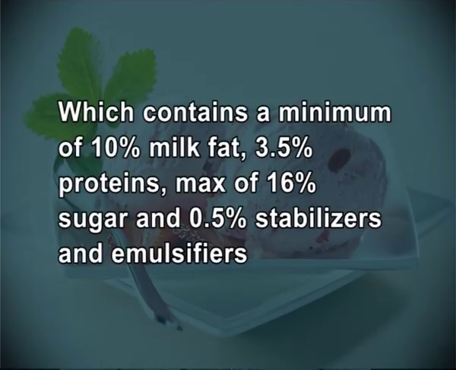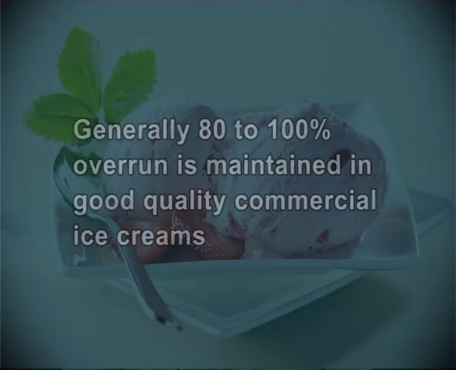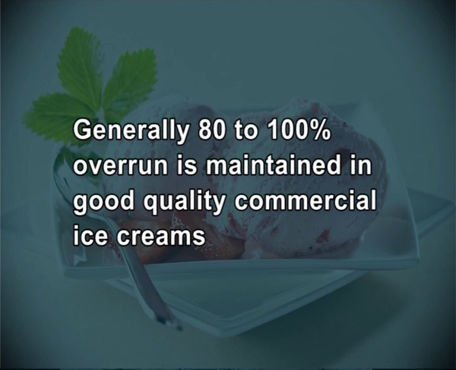Ice cream is defined as a frozen dairy product which contains a minimum of 10% milk fat, 3.5% proteins, a maximum of 16% sugar, and 0.5% stabilizers and emulsifiers. It also contains incorporated air. The air is incorporated to get a smoother body, insulating effect while eating, and to get the desired overrun. Overrun is defined as the excess of volume of ice cream obtained over the initial volume of ice cream mix. Generally, 80 to 100% overrun is maintained in good quality commercial ice creams.